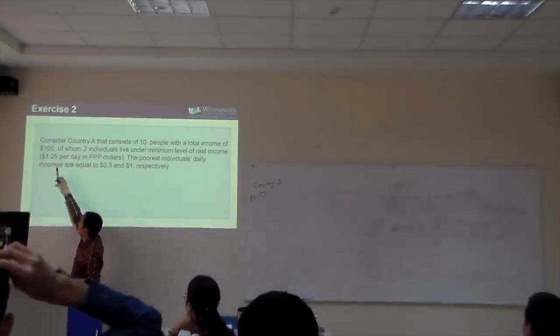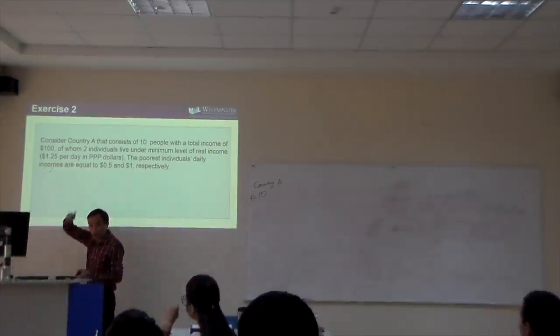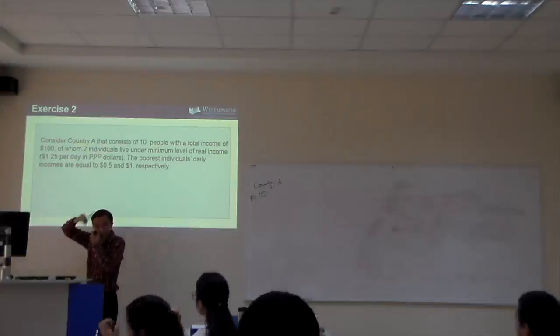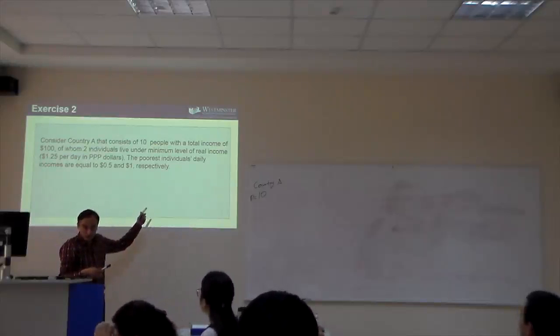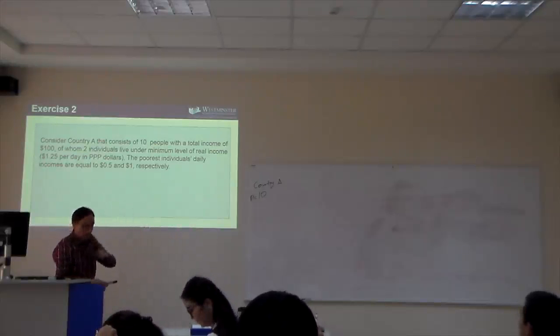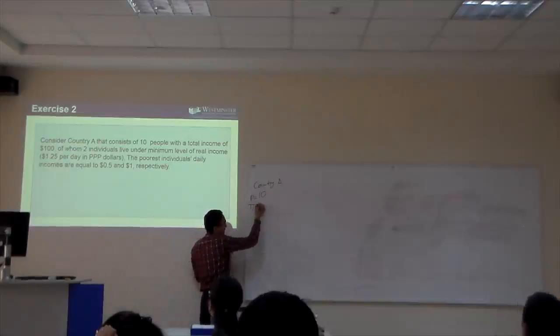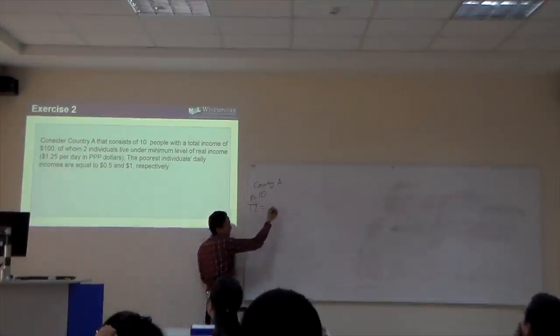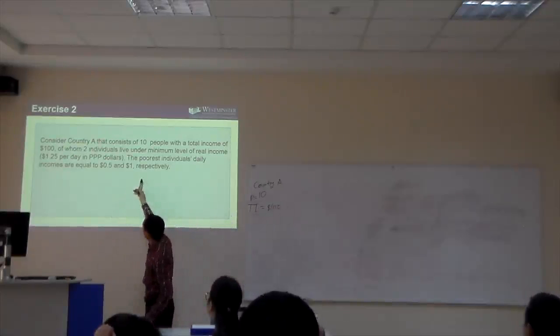1.25 per day. Yeah, you consider that as a whole per day for all of them. Okay? For all of them, for 10 people, $100. And now we know that total income for 10 people is equal to $100. And now we have another data given.